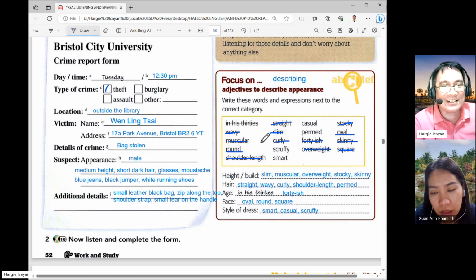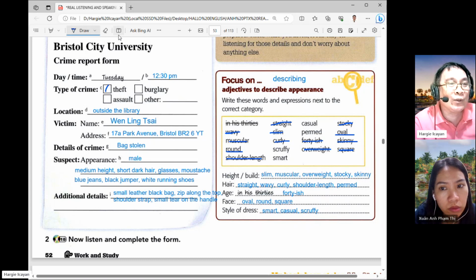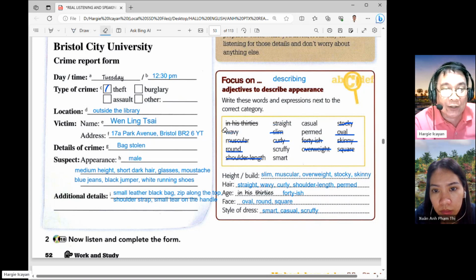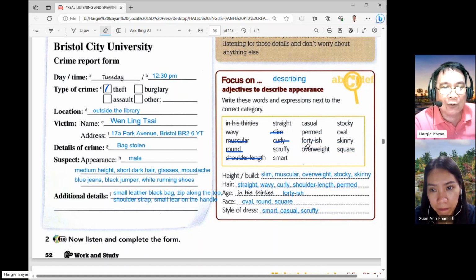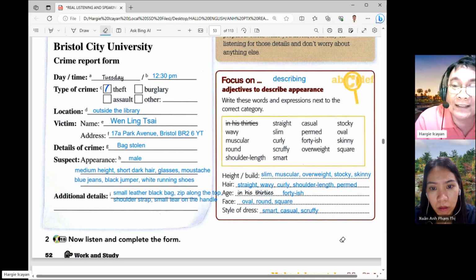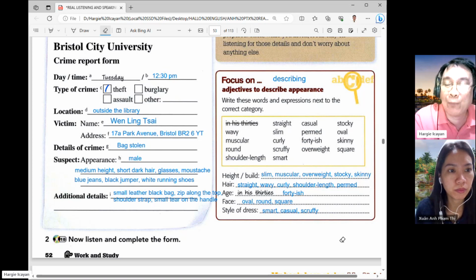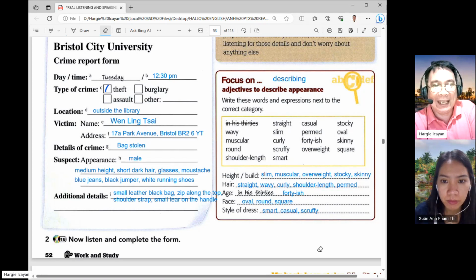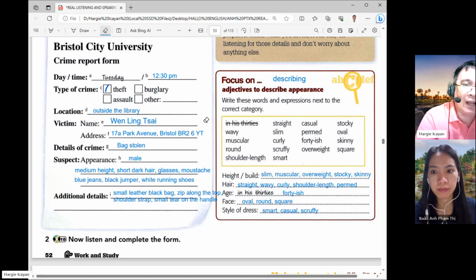Yes, so we're done with this. So what we can do is, let's try to read them all. So we know already how to describe if you wanted to report a crime. So let's try to read them.